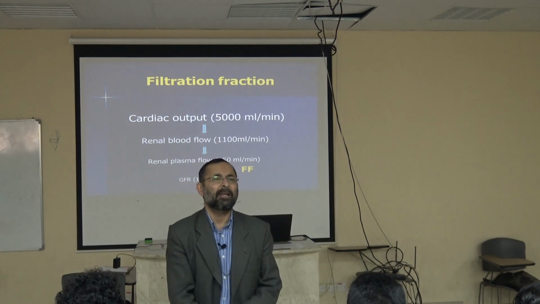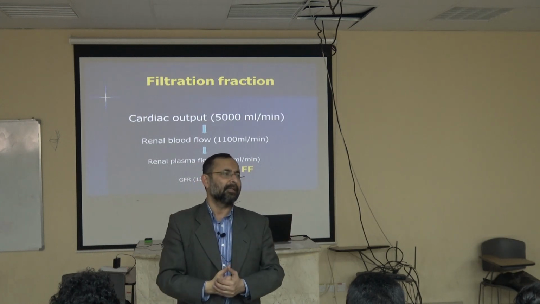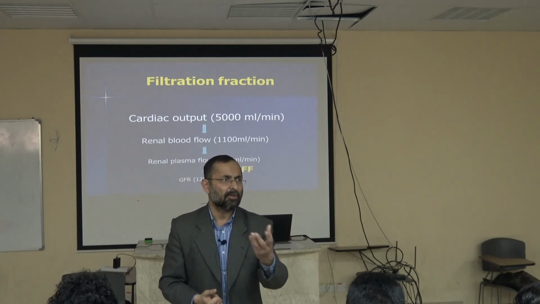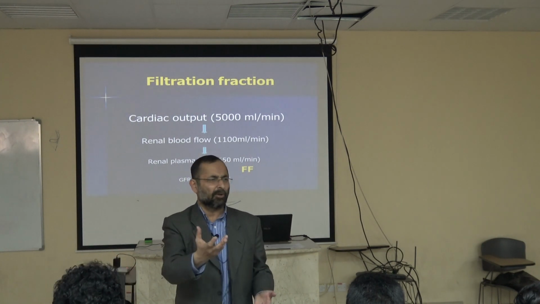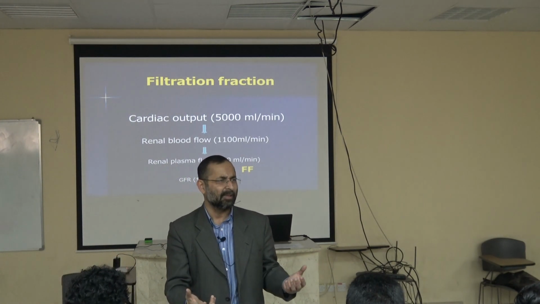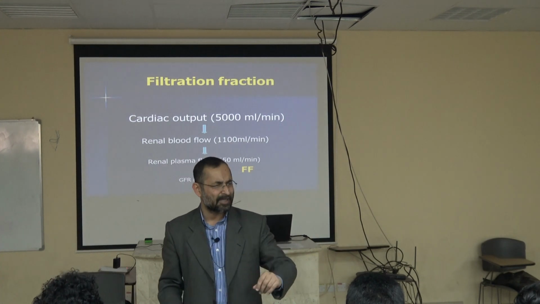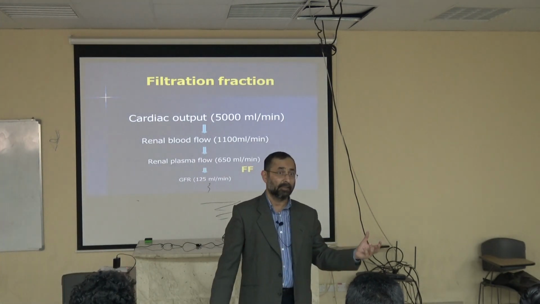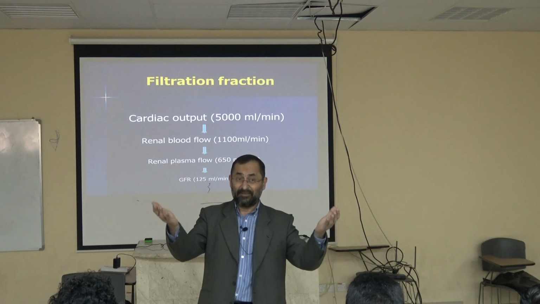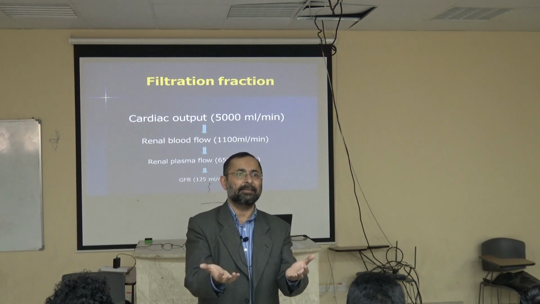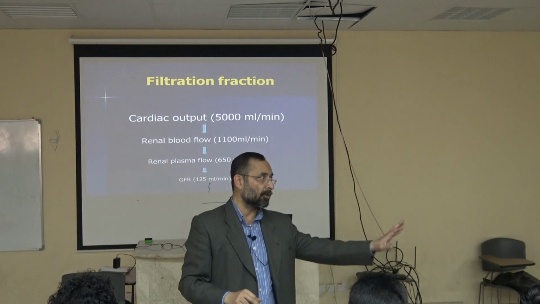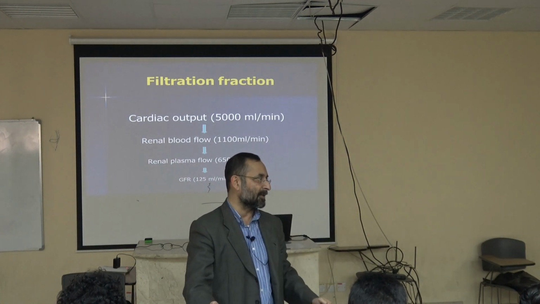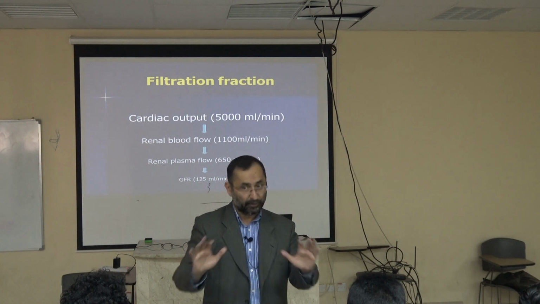How much is the plasma flow coming in the renal blood? How much is the quantity of the plasma? It's about 650 ml or so. More than 600 ml. Usually 625, 650 ml approximately. So out of 1100 ml of blood, about 650 ml is plasma. Now your focus for filtration is plasma. Plasma is filtered, the whole blood is not filtered, you know that.